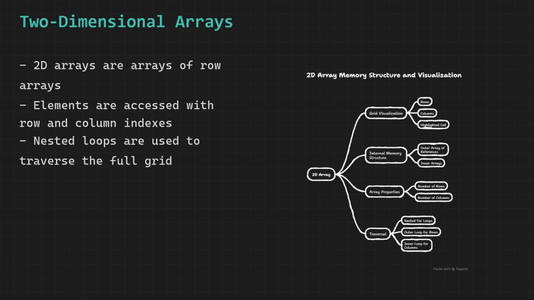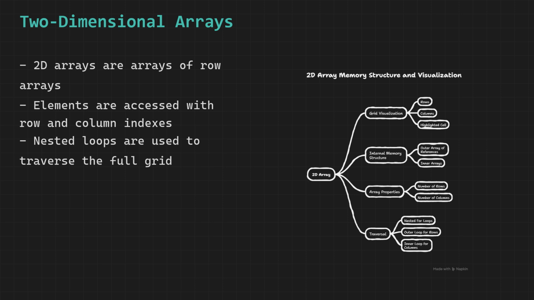You can also initialize directly using nested curly braces. Writing int[][] matrix = {{1, 2, 3}, {4, 5, 6}, {7, 8, 9}} creates a 3 by 3 grid with values already filled in.